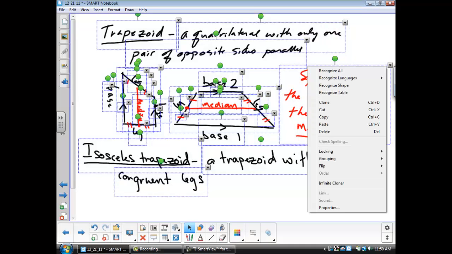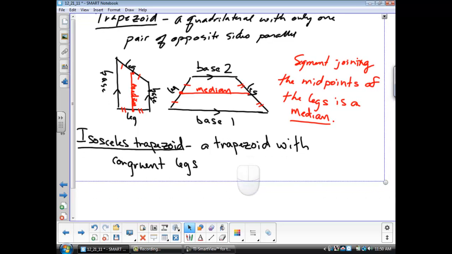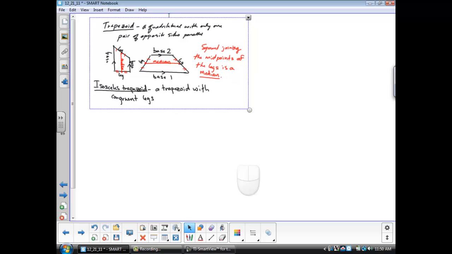One of the theorems we're going to be covering will be true for just an isosceles trapezoid. So Theorem 5.18 says the base angles of an isosceles trapezoid are congruent.